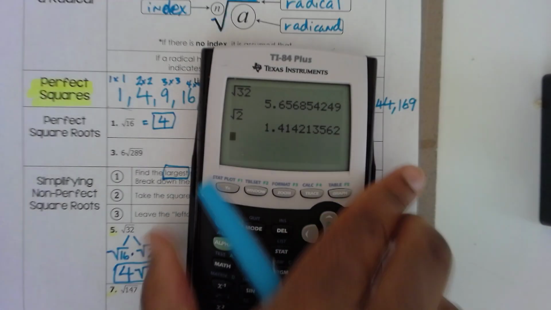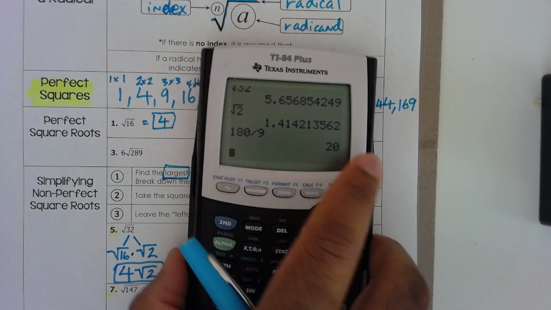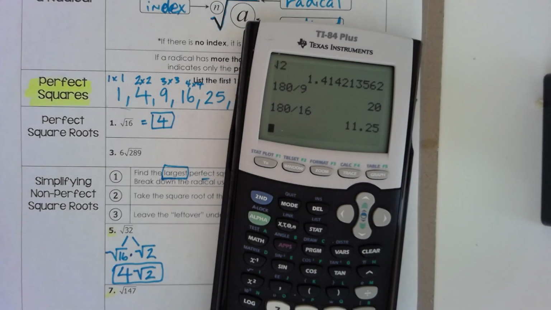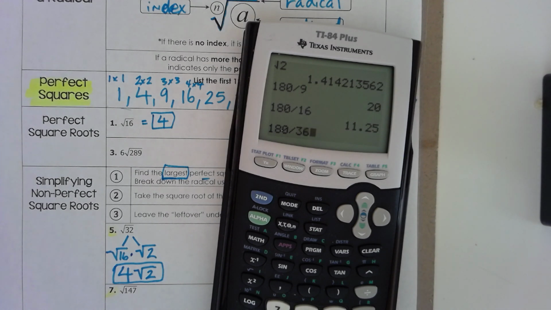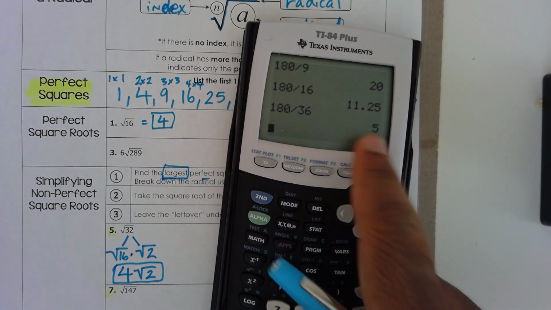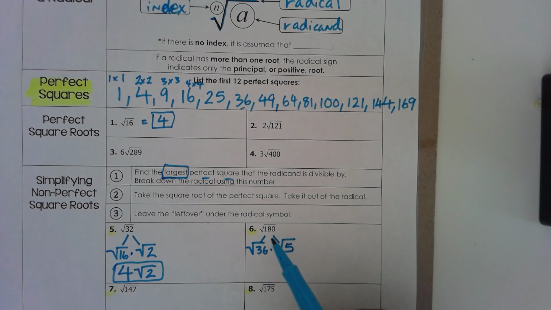So in other words, I'm going to go in my calculator and maybe I'll do 180 divided by 9. Hey, that works. But is there something bigger? Well, I could always do 180 divided by 16. That doesn't work. But if I were to go ahead and do 180 divided by 36, what do you know? I have 36 as my perfect square, and my other number that's going to go under the radical sign being the 5. Okay? And so another way of thinking of it is 180 divided by 36 will give you the 5. Okay?